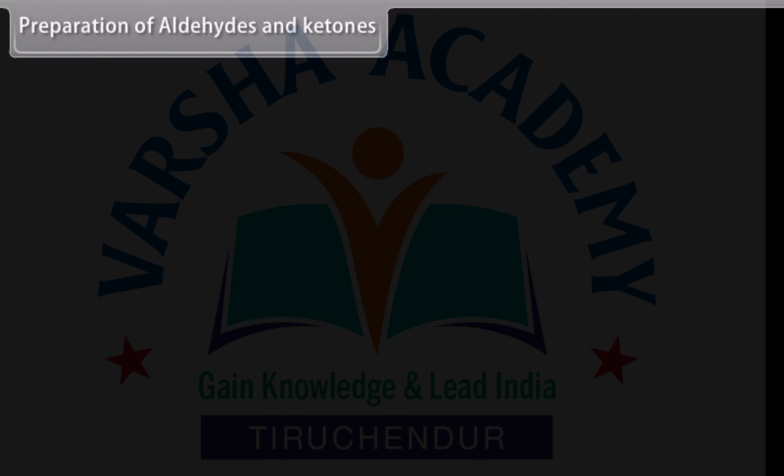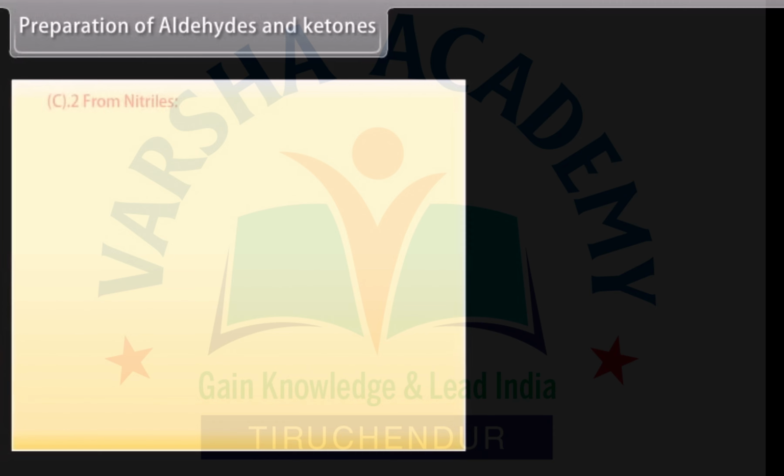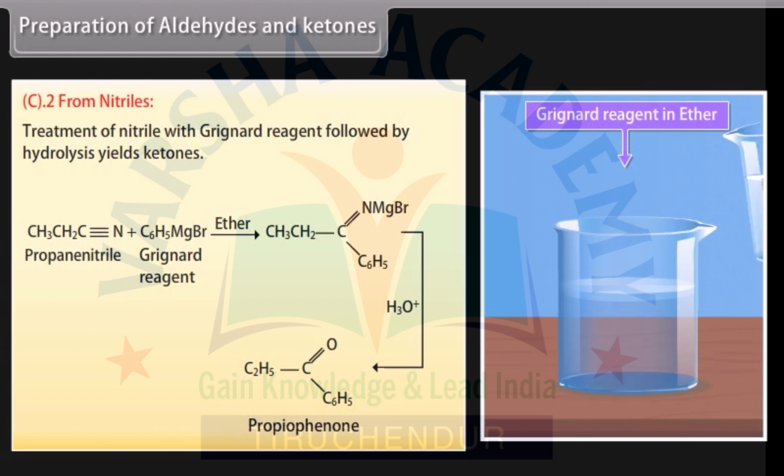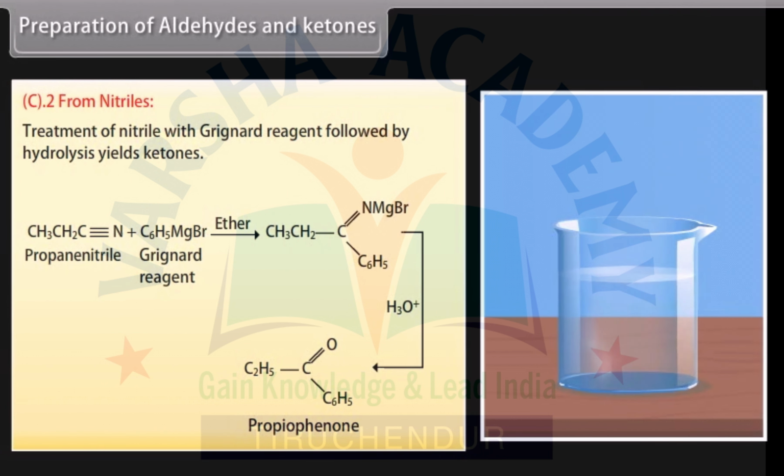Preparation of aldehydes and ketones from nitriles. Treatment of nitrile with Grignard reagent followed by hydrolysis yields ketones. Grignard reagent in ether reacts with benzonitrile, and then it forms an intermediate, and then upon hydrolysis it gives propiophenone.